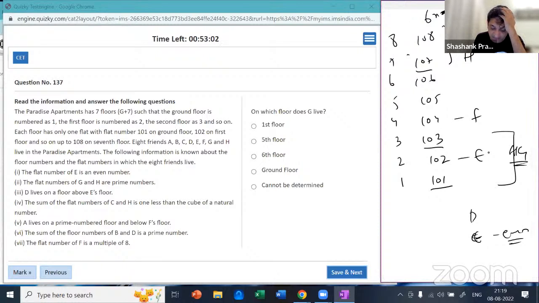C and H is done. A lives on a prime number below F. Okay, A is a prime number below F. 103, 101 could be any of them. F is a multiple. Okay. G lives on which floor? G and H are prime numbers.